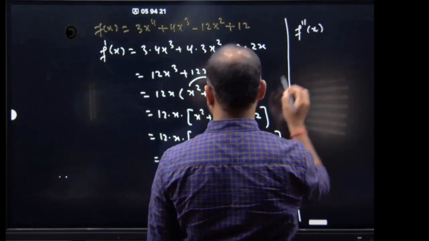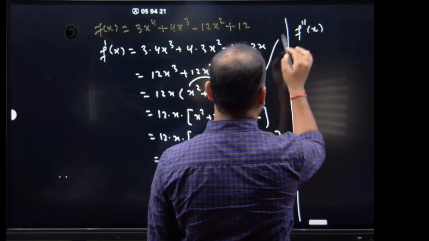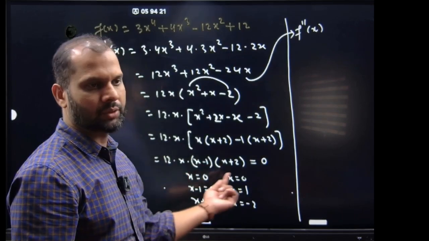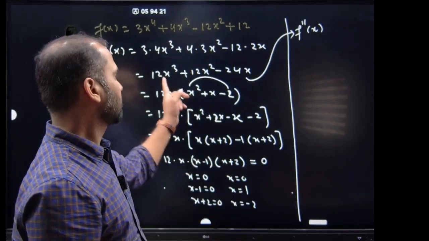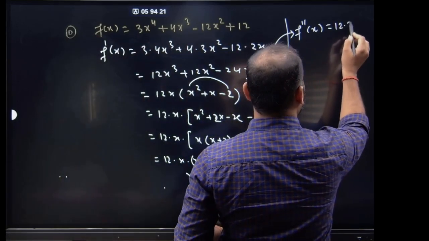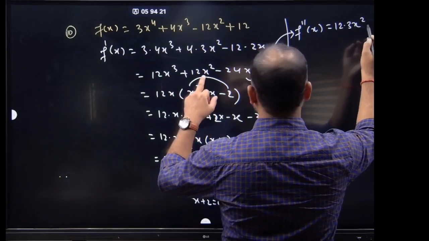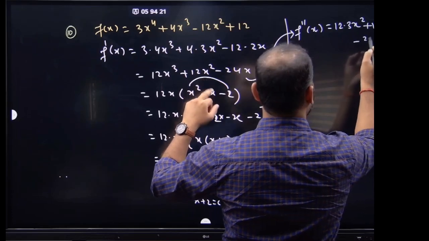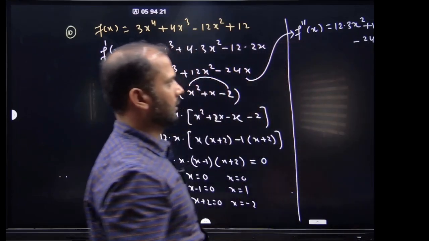So, f double dash of what? From here you calculate, right? It will be easy because it is multiplied. No, from here if you do u into v, the product rule you have to use. So, from here this statement you do. So, how much it will be? 12 into 3x square, then here it will be 12 into 2x minus 24. Can I say like that?